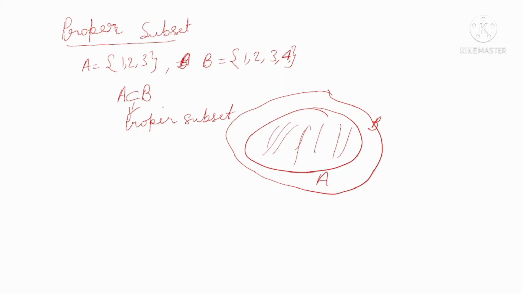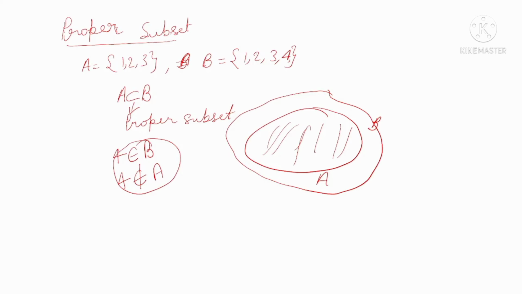So why is this happening here? Now you can see 4 belongs to B, but 4 doesn't belong to A. Due to this reason, A is a proper subset of B. Next, in this graph, first of all, we have 1, 2, 3, and 4 is outside.